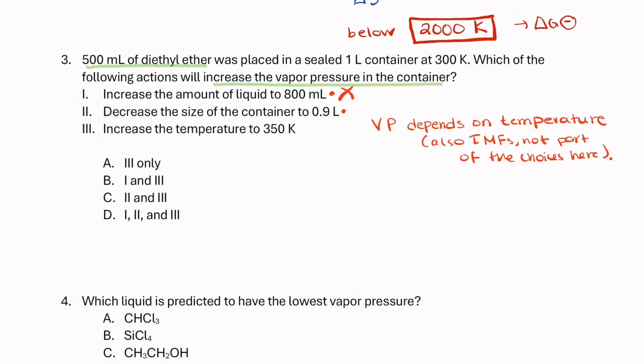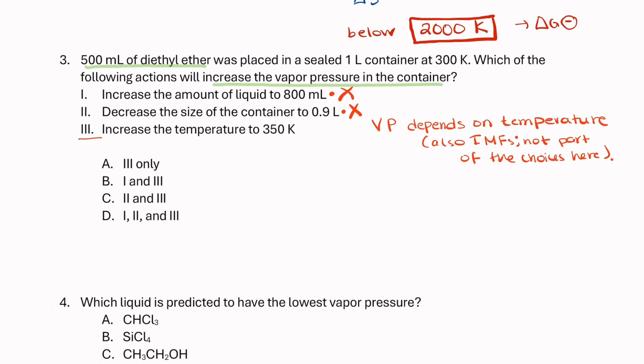That's not true. Statement 2 says decrease the size of the container to 0.9 liters. Squeezing the container from 1 liter to 0.9 liters might momentarily raise the pressure, but the system re-equilibrates by condensing some vapor, and the pressure returns to the same equilibrium value at that temperature. So no lasting increase.